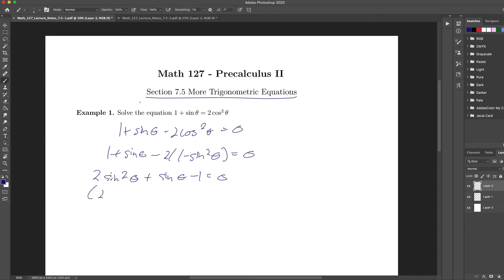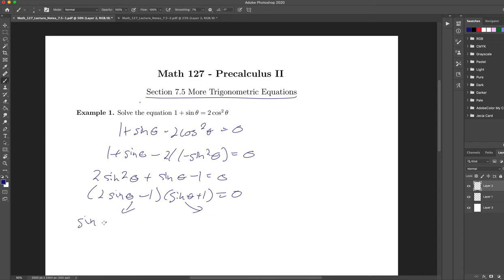Here I can factor this. Just pretend it's 2x squared plus x minus 1. That's the same thing as 2x minus 1 times x plus 1, or in this case 2 sine of theta minus 1 times sine of theta plus 1. Notice the trick is to write this as x squared, x, and 1. So you get 2x minus 1, x plus 1. That's how it factors, but here we're just using sines. It works the same way. This is equal to 0. We'll go ahead and split these.